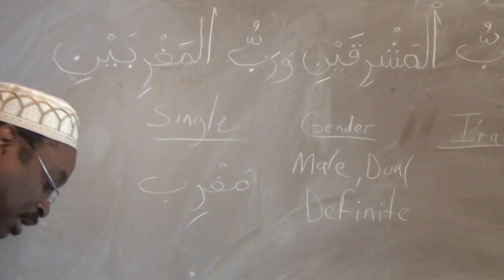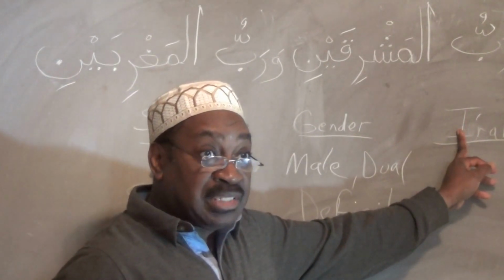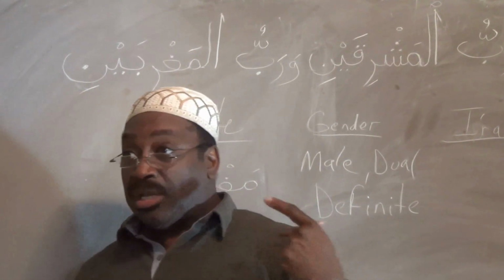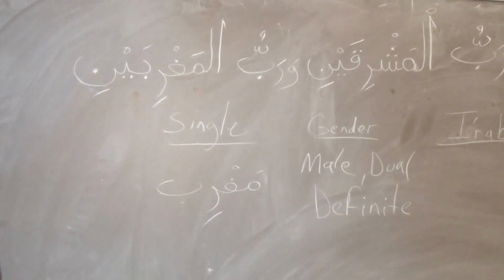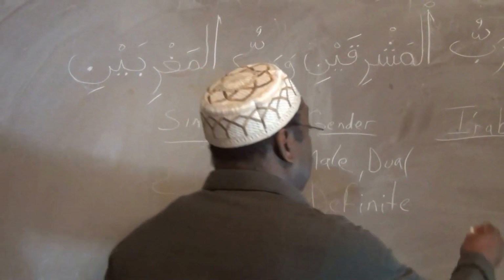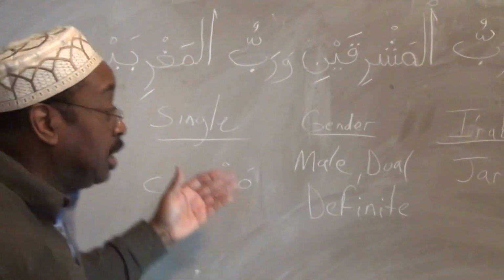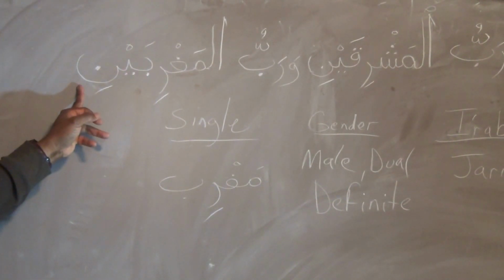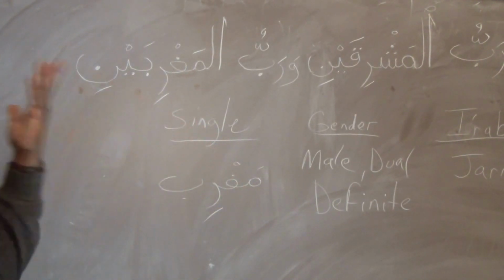Now, what Irab is its state in? We've got two of them here. It could be in nasb or jar. Look at the endings. Yeah, it is in jar. Why, brother? Because of the endings right here. Yeah, because of the endings. Now, if we put all these words together, how do we translate this sentence?